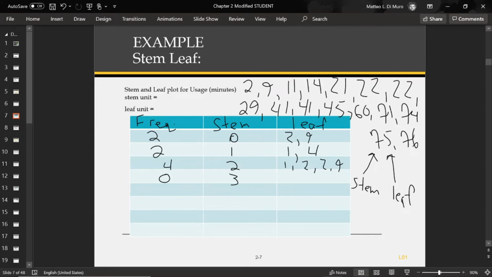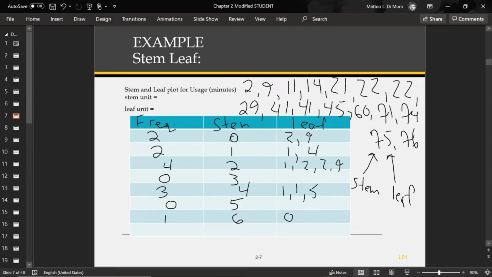I do have a stem of 4, and I got 41. I got 41 again, and then I got 45, and that's it. So that has a frequency of 3, and I don't have a stem of 5. So once again, that's going to be leaving the leaves empty and putting a 0 under frequency. I do have a stem of 6 because I have 60. I'm going to put a 0 there. That one has a frequency of 1 in that class.